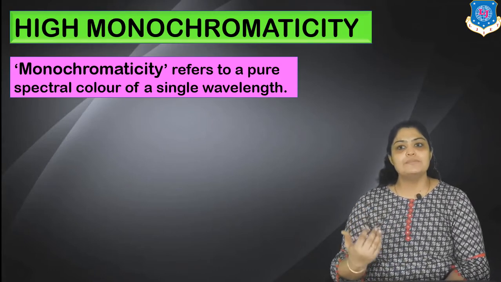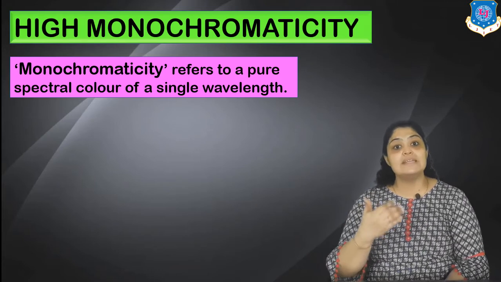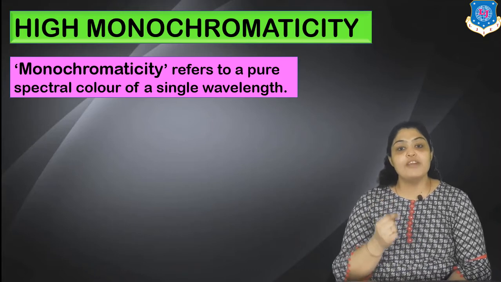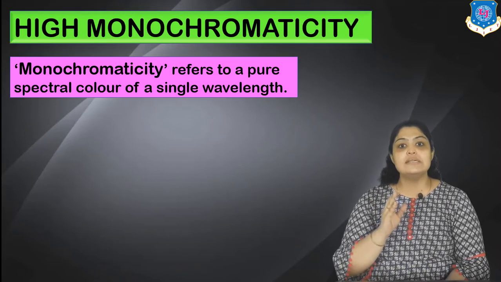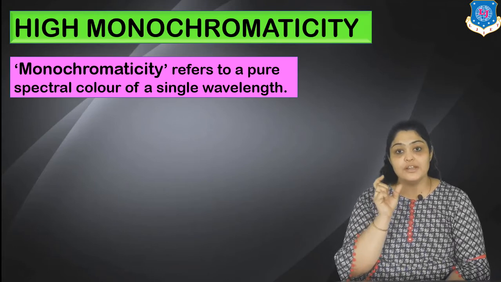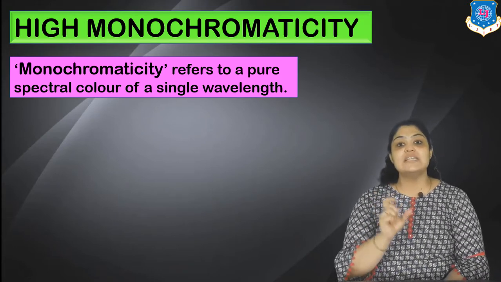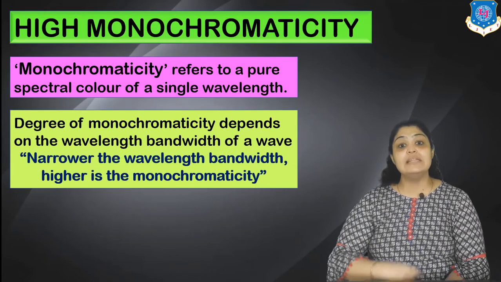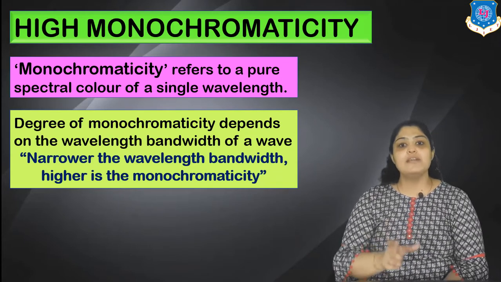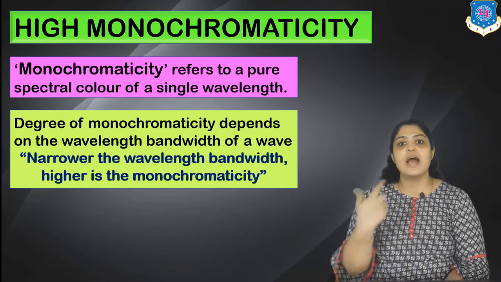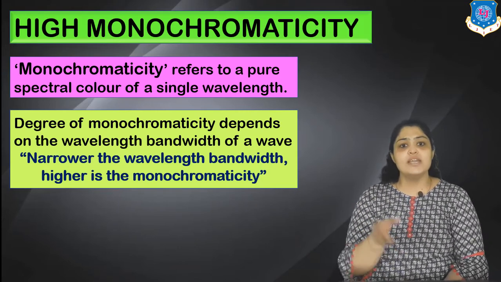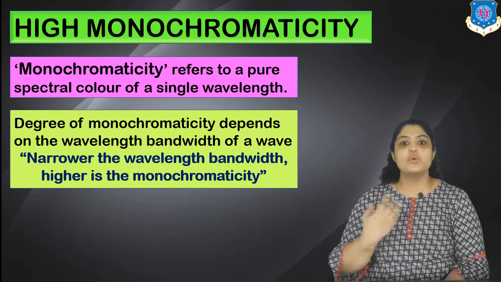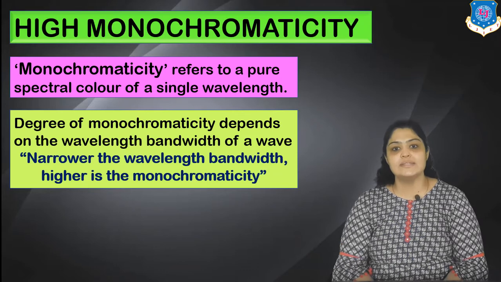Now, we know the absorption spectrum. The spectrum has basically 7 colors, right? Each color has a specific wavelength photon emitted. Now, monochromaticity is only defined when we refer to color of single wavelength. Degree of monochromaticity depends on the wavelength bandwidth of the wave. If the wavelength bandwidth is very narrow, higher will be the monochromaticity. Obviously, if the wavelength range is very, very narrow, that means it resembles only one wavelength. So, we say that higher monochromaticity is there.